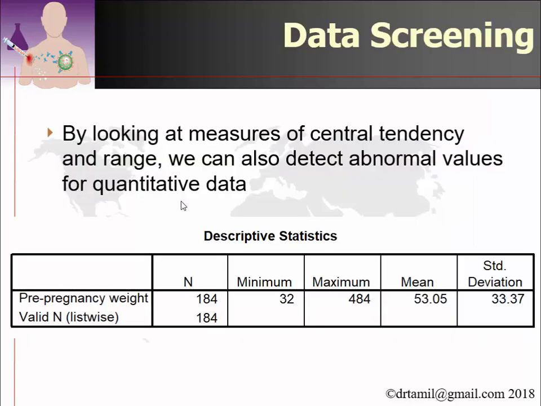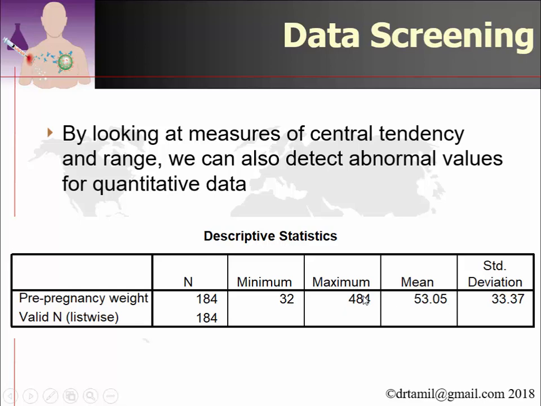So for data screening, we can also look at the measures of central tendency. As you can see here clearly, there is a problem. Why? First and foremost, a minimum weight of 32 is acceptable. There are some pregnant mothers who are only 32 kilograms in Kelantan. However, there is a mother whose weight is 484 kilograms, which does not make sense at all. So you better check. Most probably the mother is only 48 kilograms.